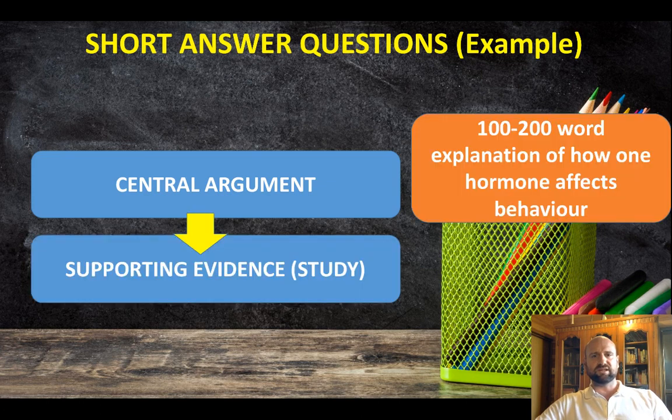So let's have a look at an example. Let's say the question was hormones and behavior. Well, the central argument would be how the hormone affects behavior. And that would be similar if it was about neurotransmitters. How does the neurotransmitter affect the behavior? How does the hormone? How does the gene? How does the pheromone? How do they affect the behavior?